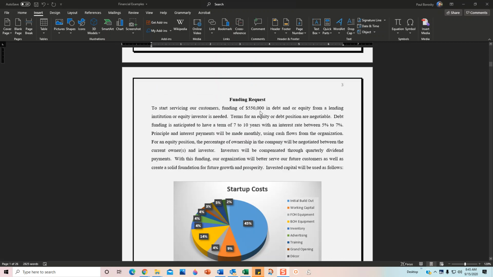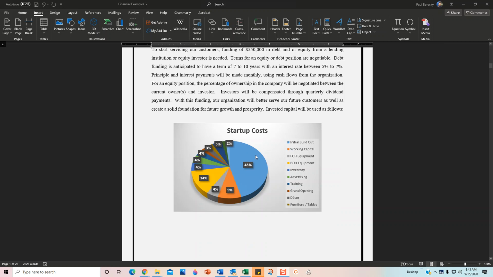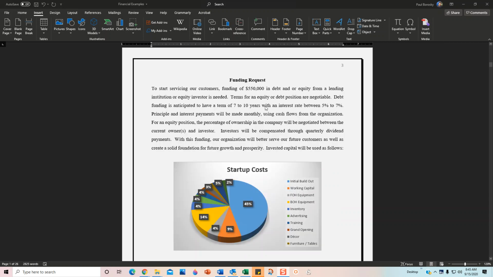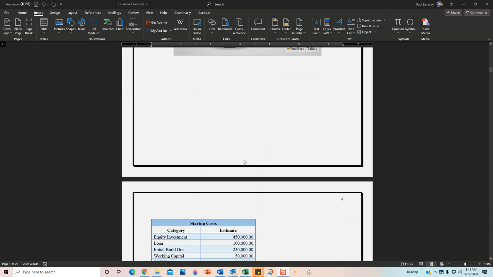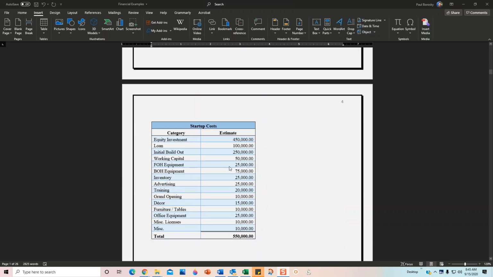Once we're done with that, you're going to have your funding request. The funding request is going to tell the reader how much money you're looking to raise, whether it be for your startup or your expansion. Up here, we'll just summarize what the terms are going to be for your financial request, and then down here, what I do is I break it up into a chart showing where the funds that you receive will be spent, and then below that, I give you also a chart showing the different categories in which the startup costs will be broken up into.